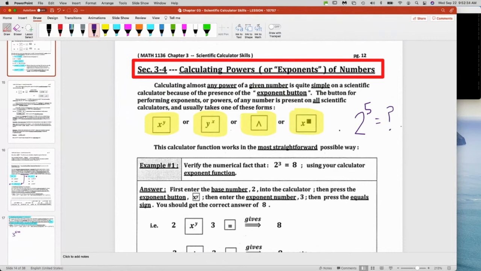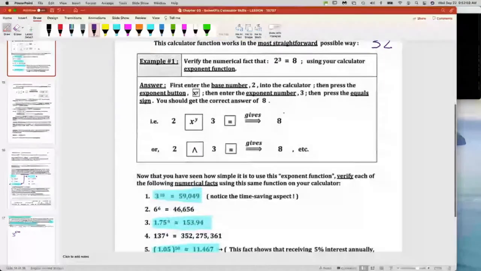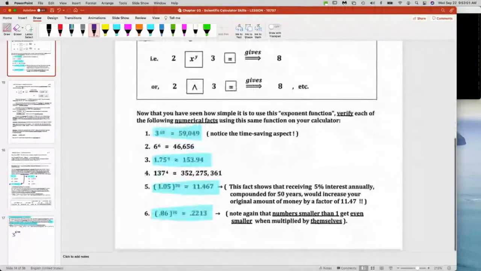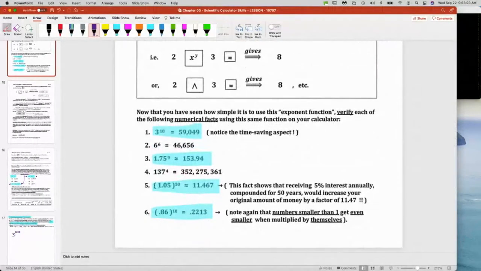So everybody grab your calculator and do 2 to the 5. And what do you get? 32. Okay, so this is probably one of the shortest little skills to know how to do on your calculator. Perfect, perfect, perfect. So it's almost 10 o'clock. My goodness, we've been going at it for a while.